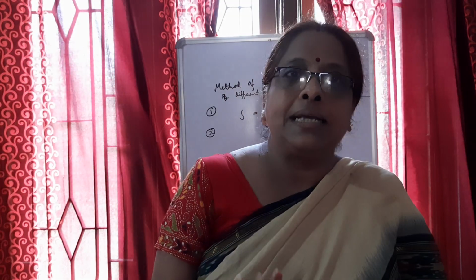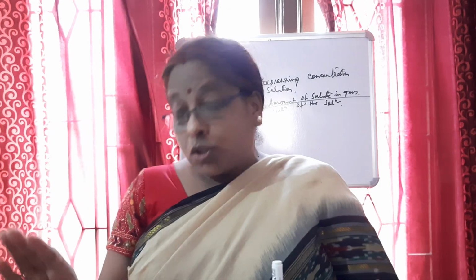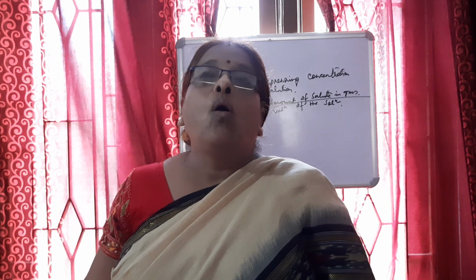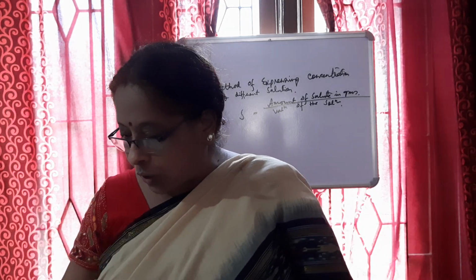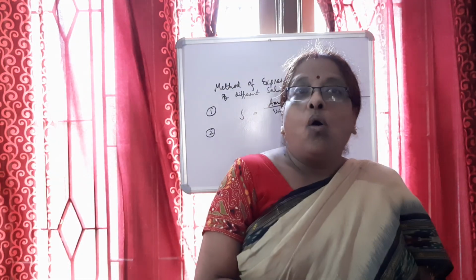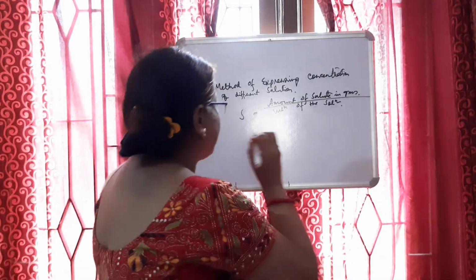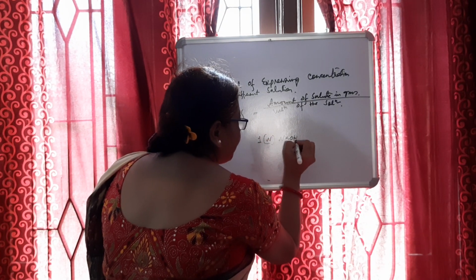Now number 3 is normality. So before going to normality, we should know what is normal solution. Do you know what is normal solution? So normal solution is whenever 1 gram equivalent of a solution is dissolved in 1 liter of the solvent, then it is normal solution. Suppose 1 normal NaOH.